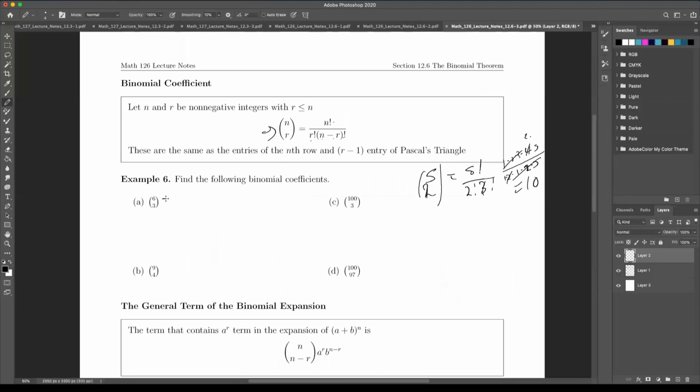Let's find this one. I hate probability. Me too.